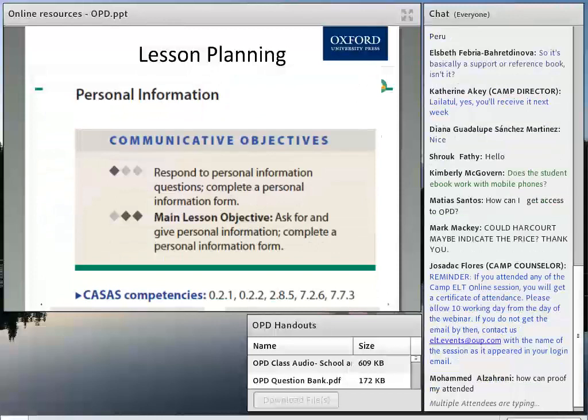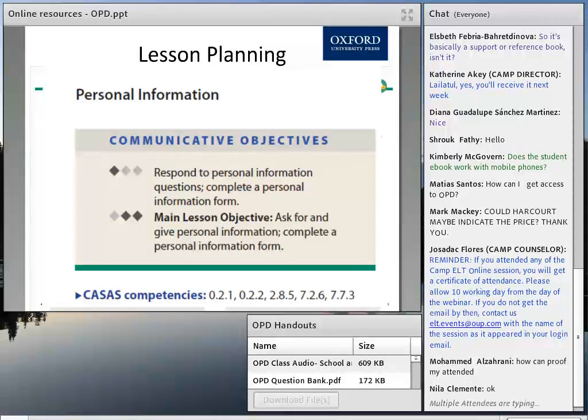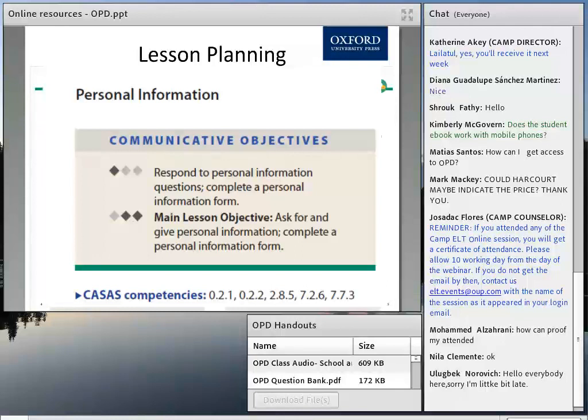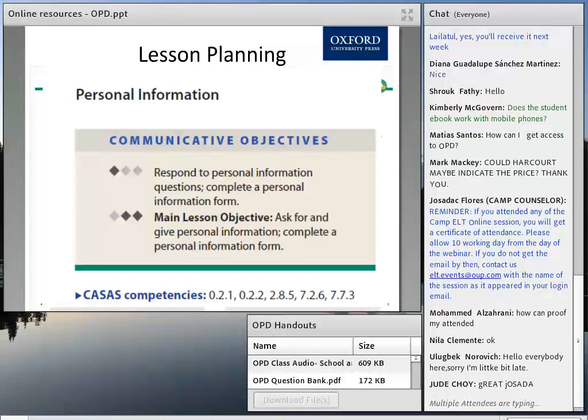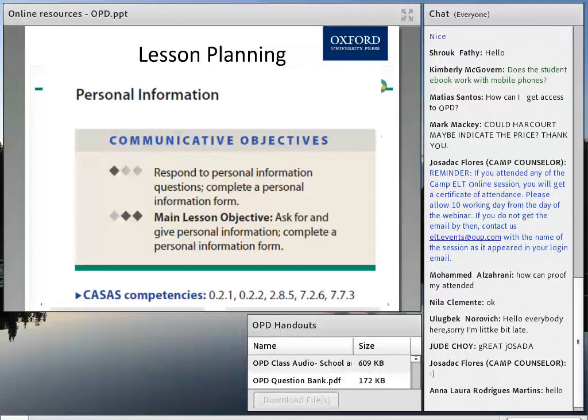This is just a snapshot of the top part of the lesson plan. We have the communicative objectives here. Because it's really important, learners want to know what they're working on and what they'll be able to achieve at the end of the lesson. So like we've kind of started out with this theme of goals.